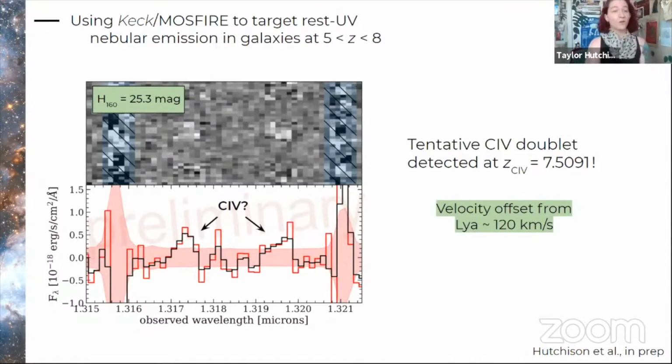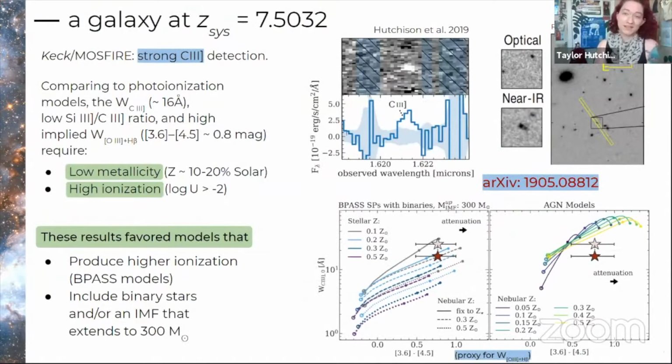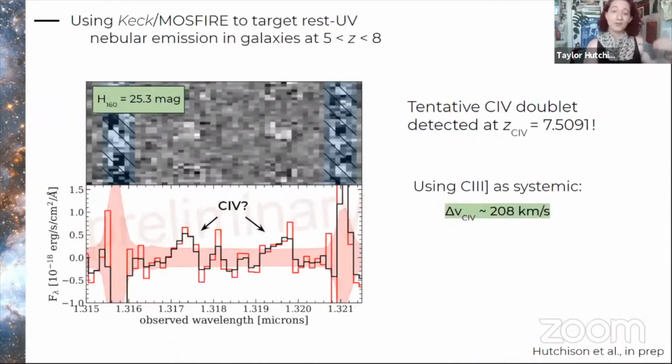And conveniently, we do. This galaxy has actually been very studied in the past, including my 2019 work where we got a carbon-3 detection for it. So this is just a stat sheet from that work. Feel free to go check out the archive paper for this. I'm not going to cover this in this talk. But using carbon-3 as our systemic tracer, we can then compare these lines relative to systemic.